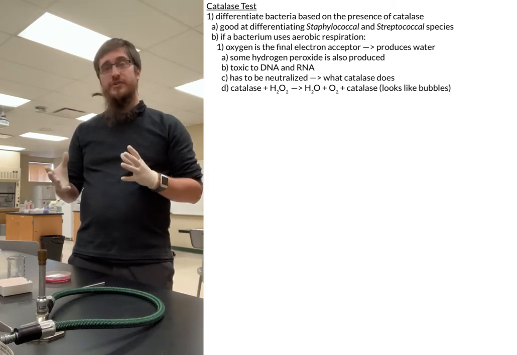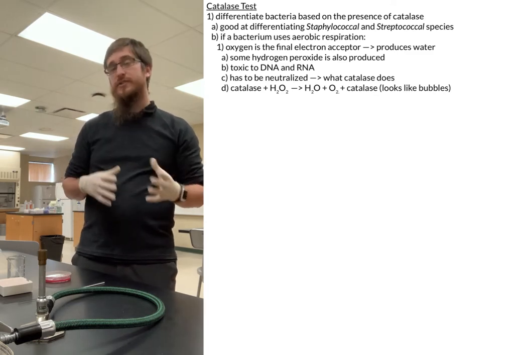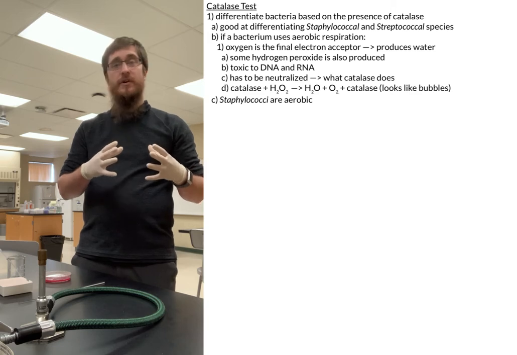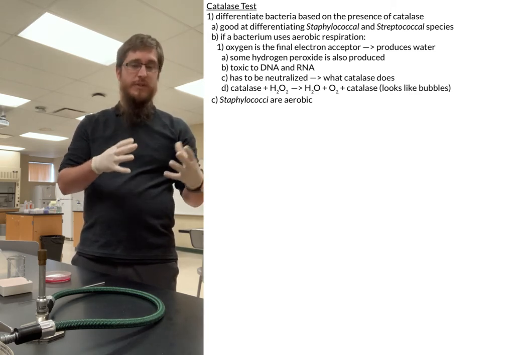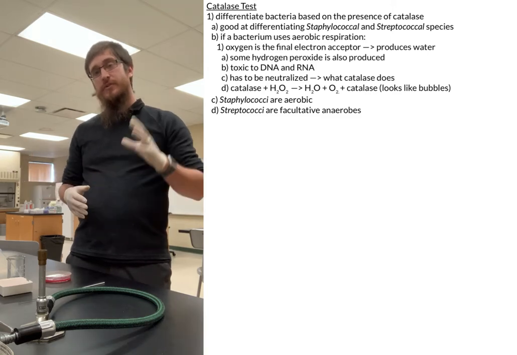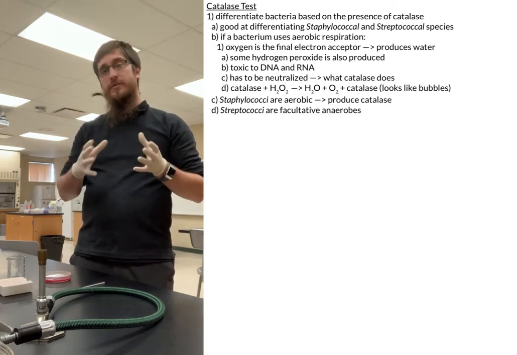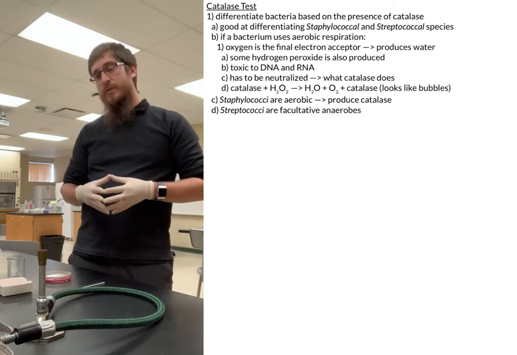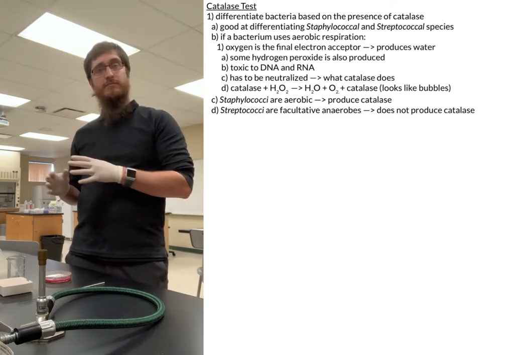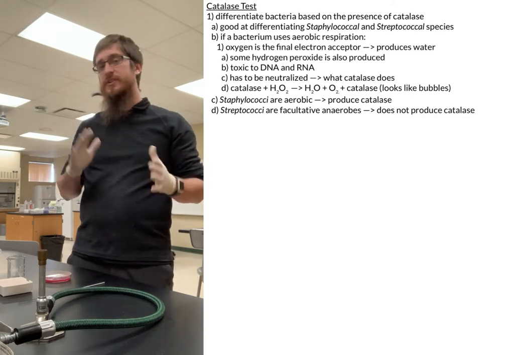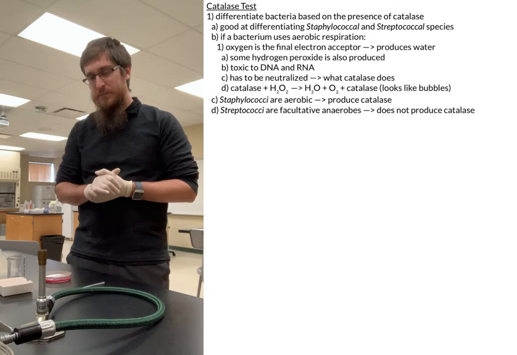The way that this is used to differentiate between staphylococci and streptococci is that your staphylococcal species are obligate aerobes generally, whereas the streptococci are facultative anaerobes. So your staphylococci are going to be producing catalase to neutralize this reaction, whereas your streptococci, well, they don't utilize oxygen, so they don't really have a need for catalase. So it's an easy way to tell the difference between those two.